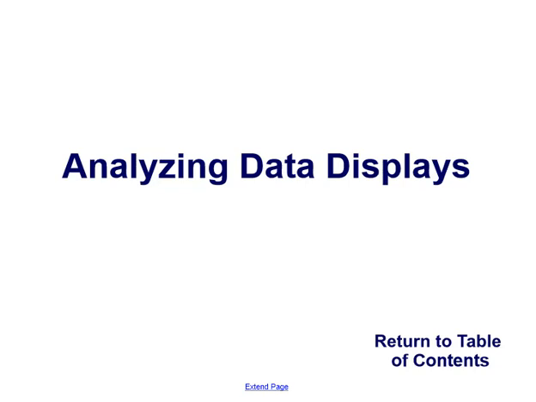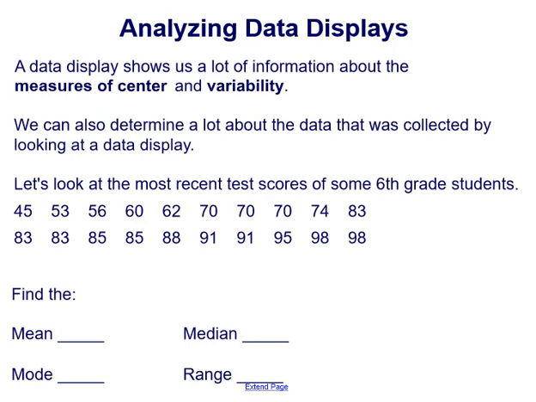Analyzing data displays. A data display shows us a lot of information about the measures of center, such as the mean, median, and mode, and measures of variability, such as the range, the minimum, the maximum, and the quartiles. But we can also determine a lot about the data that was collected by looking at a data display. So let's look at this example.